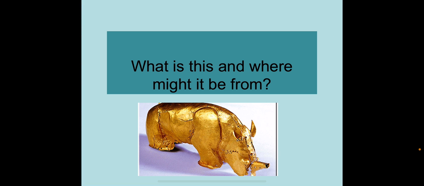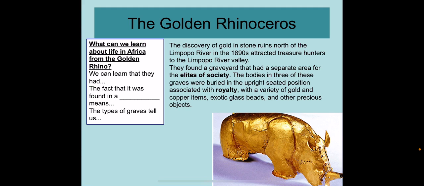So this question is a fairly easy question to answer. What is this and where might it be from? Now, in the context of this lesson, it's fairly obvious that it was found somewhere in Africa. If you look closely, you can see that this is a golden rhino. It's a figure made out of gold.